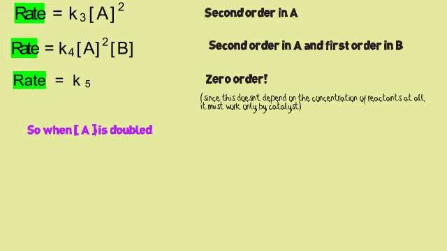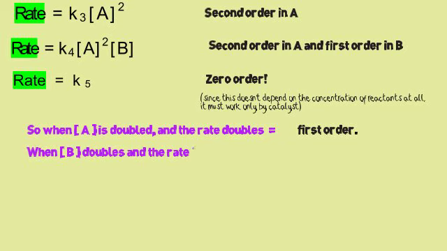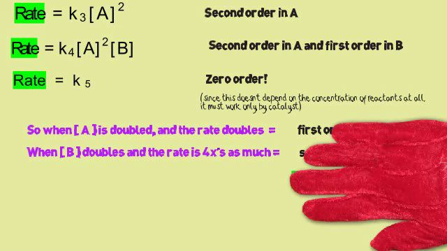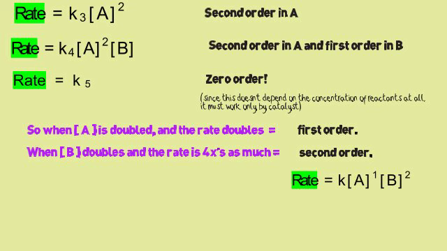So when the concentration of A is doubled and the rate doubles, we call that a first order reaction. If the concentration of A is doubled and the rate doubles, but when B doubles, the rate quadruples, that would be second order. If I want to express this as a rate, I would write it like this: first order in A, second order in B.